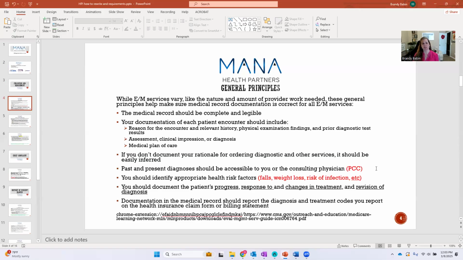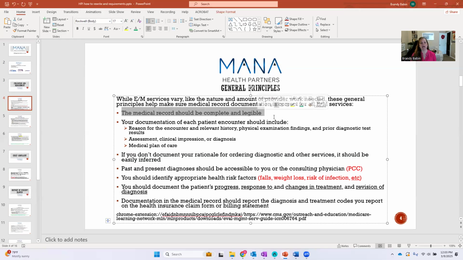Whether you're billing on medical decision making or on time, your evaluation and management services are the same. Those services may vary, like the nature and amount of work that the provider needs to do. However, there's a couple of key things that we need to focus on. First of all, the medical record should be complete and legible.